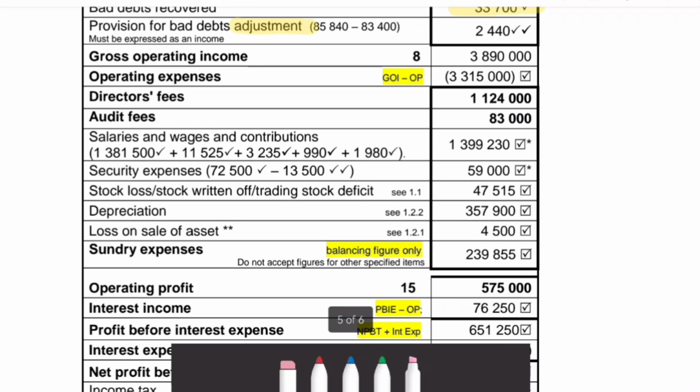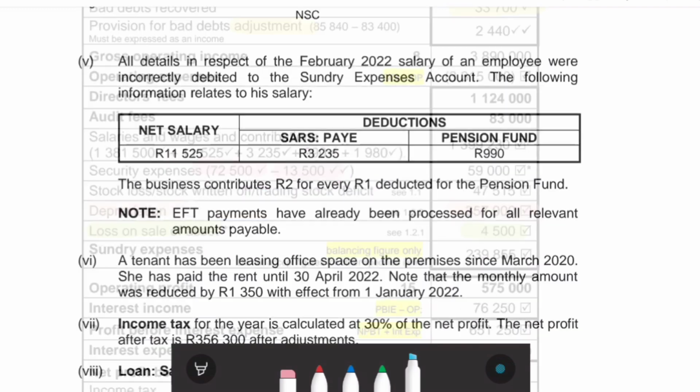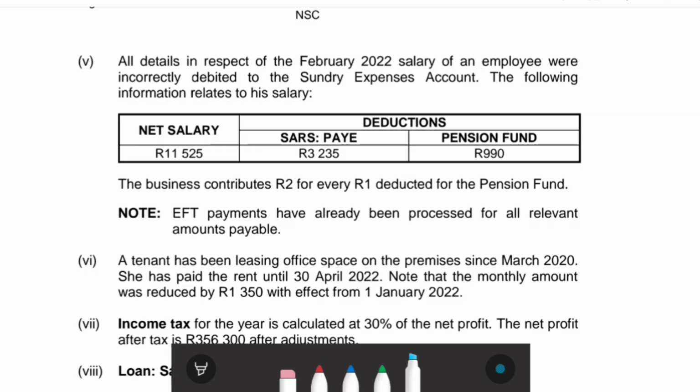So securities expenses, 72,500 minus 13,500. And here's the loss on asset disposal that we worked out in question 1, 4,500. And the total depreciation expense that we also worked out. There you have it. All details in respect of February 2022 salary of an employee incorrectly debited to the sundry expenses. The following information relates to his salary.